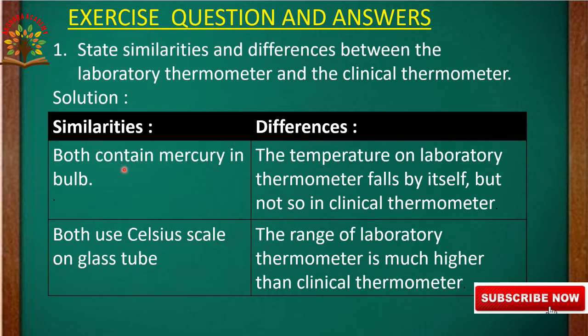Come to the similarities. Once again, both contain mercury in the bulb and both use Celsius scale on the glass tube. Come to the differences. The temperature on the laboratory thermometer falls by itself but not so in the clinical thermometer. The range of the laboratory thermometer is much higher than the clinical thermometer. Next, go to the next question.